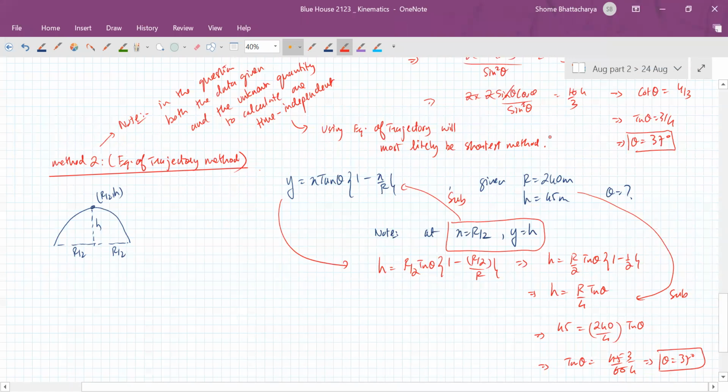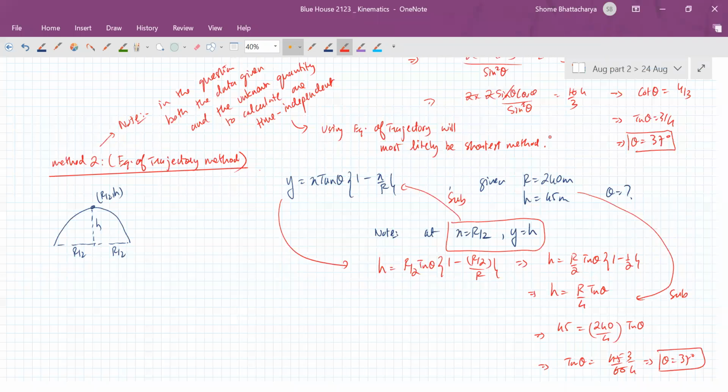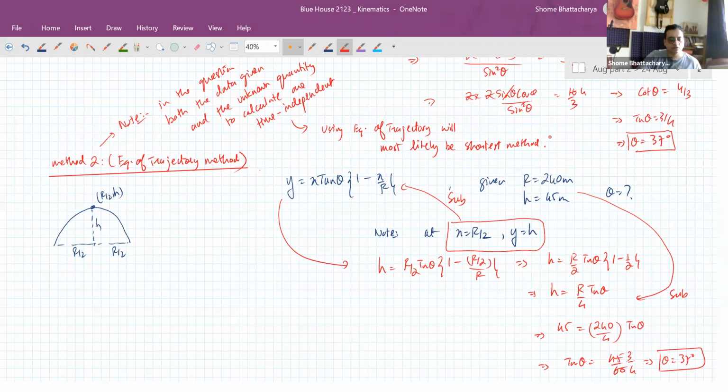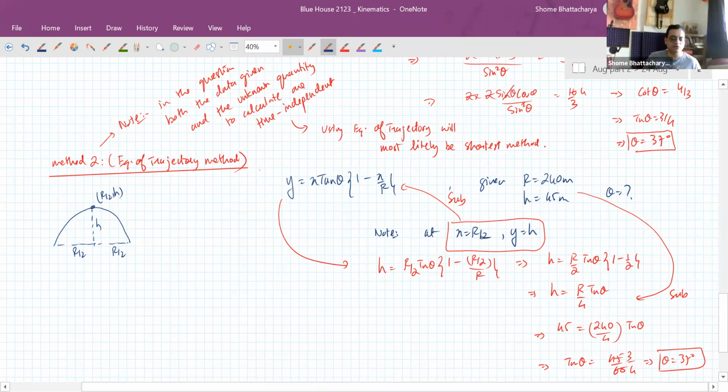So, can you re-explain why y is equal to h, which is the max height? No, it is that when x is equal to r by 2, y is equal to h, because that is the midpoint of the projectile motion. See the diagram on the left, you will understand what I'm saying. Understood the point? So that is the symmetry of the projectile motion.